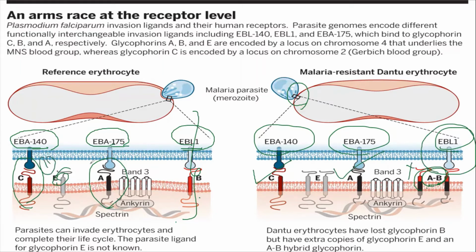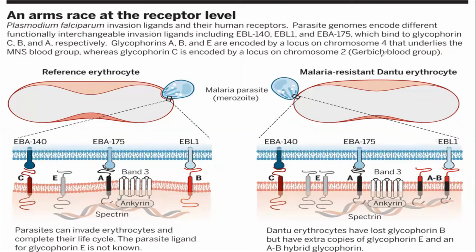What did we see here? 1, 2 and 3, and the person gets malaria. Okay, but here because of this hybrid nature of glycophorin A and B, EBL1 is not able to interact properly with the glycophorin B. Hence, this requirement is not fulfilled, because of which the malaria parasite is not able to invade the RBC with this kind of protein expression on the cell surface. Okay, and that version is called your malaria resistant Dantu erythrocyte. Okay, clear?